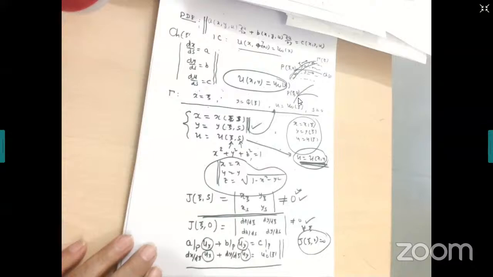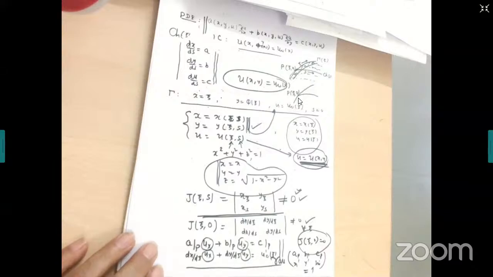Rank 1, right? The augmented matrix with entries AP, BP, CP, and x prime, y prime, u naught prime, the rank of this should be 1. Then it has a non-trivial solution, and because we have only one equation and two unknowns, it will have an infinite number of solutions. But all these solutions are differentiable. Very interesting. Is it clear?